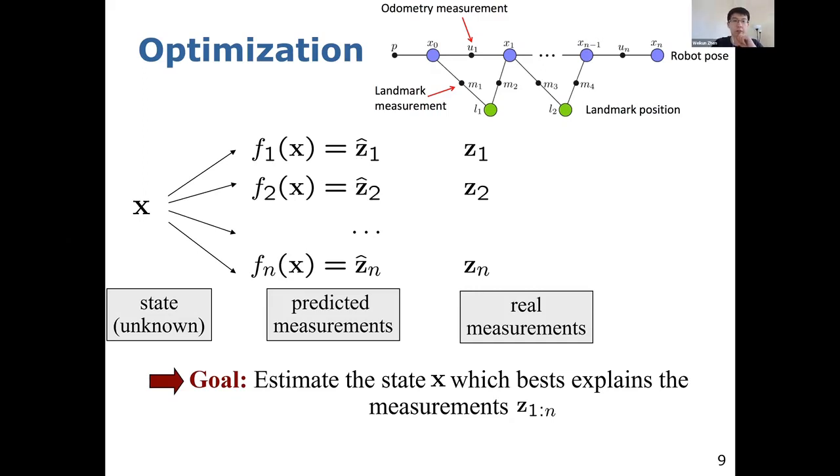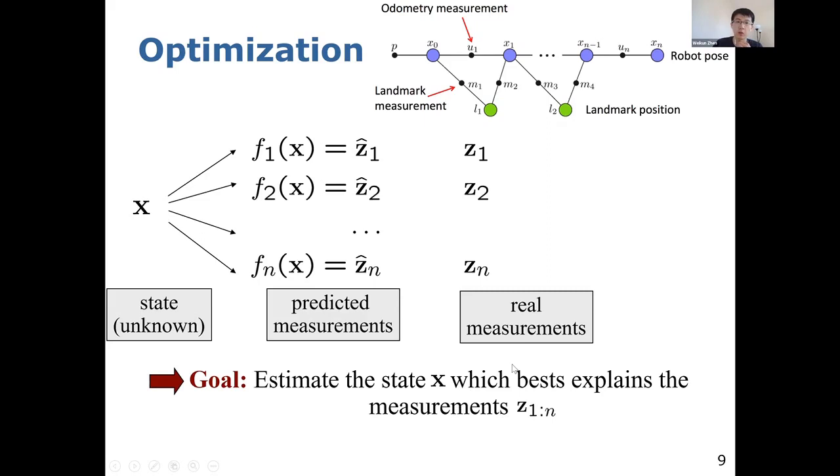Let's use an example to understand it better. Let's say we want to predict the measurement between those two robot frames. What we can do is compute the relative motion using the robot pose at x0 and the robot pose at x1, and compare that with the measurement. Remember, the measurement is also a relative motion. So the error is defined by the difference between those two relative motions. And again, our goal here is to estimate a state x, which best explains the measurements.